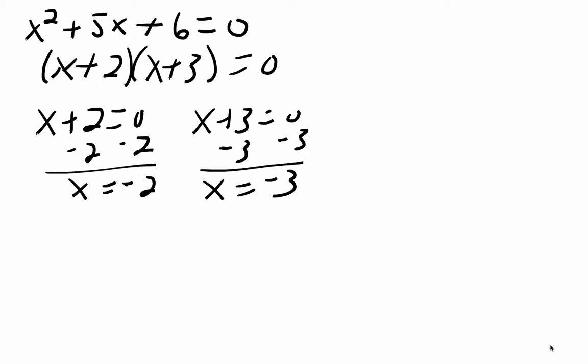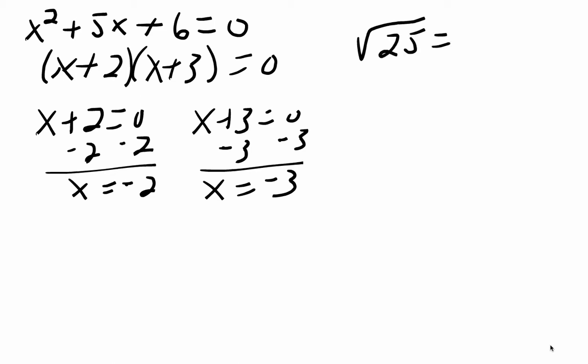We were trying to find out what values for x, when I substitute them into the equation, it comes out to be equal to 0. And we found out that negative 2 and negative 3, when I substitute those in for x, our equation would equal 0.